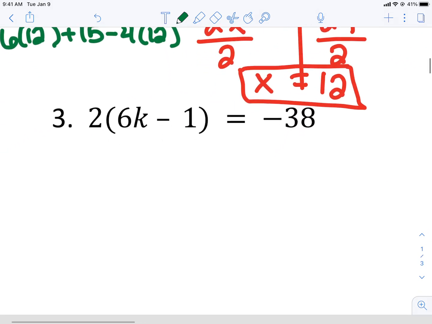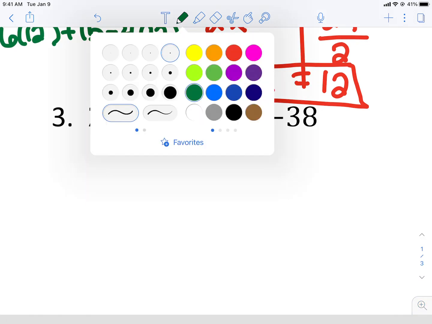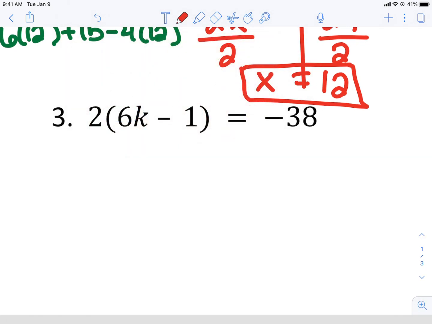Okay, moving on to example number 3. It looks a little different, because now instead of combining like terms, we have to use the distributive property. So again, I start by drawing a line through the equal sign.